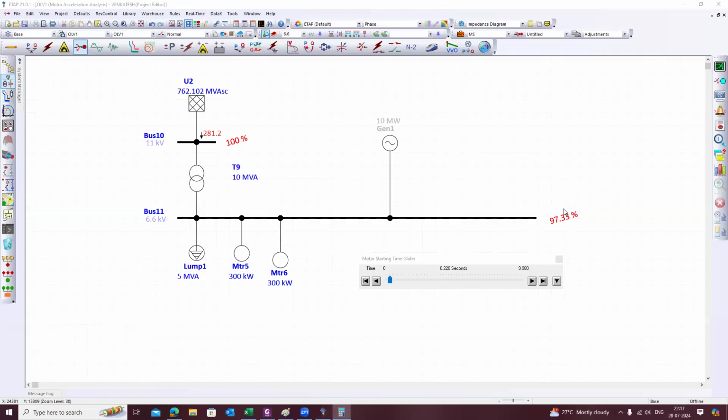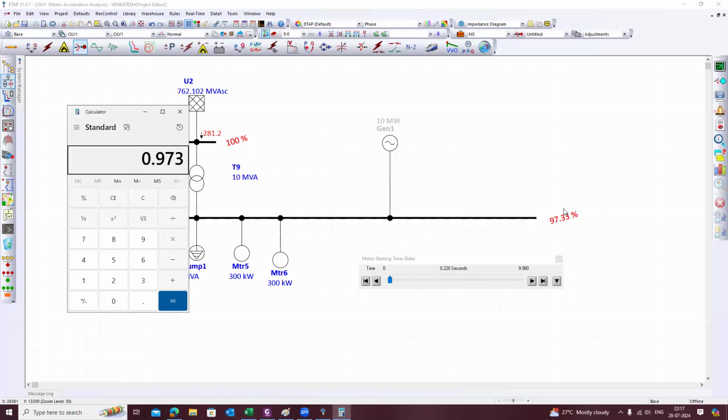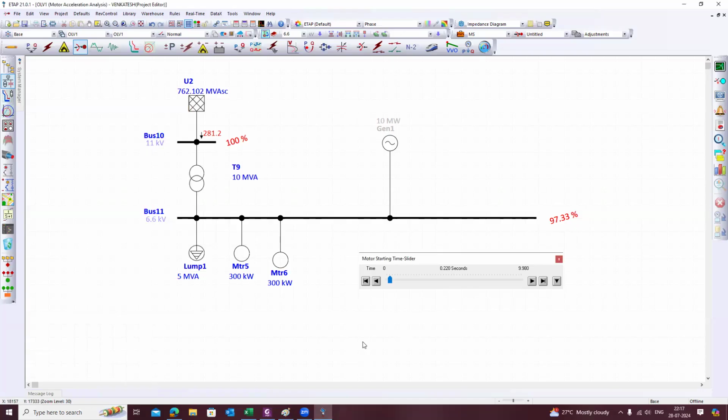Can we do this analysis in Excel too? Yes, 0.9733 into 6.5. So this will be near about 6.32. So that's what you are getting there.